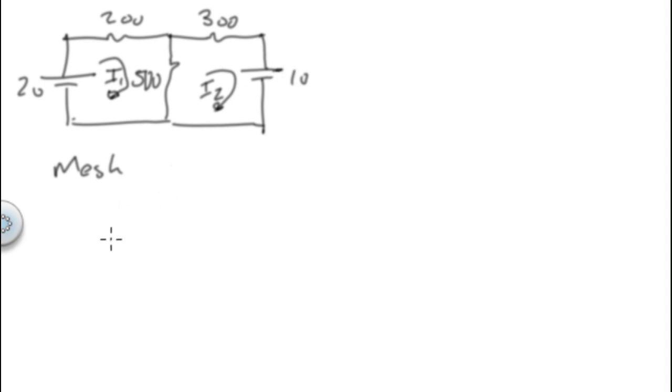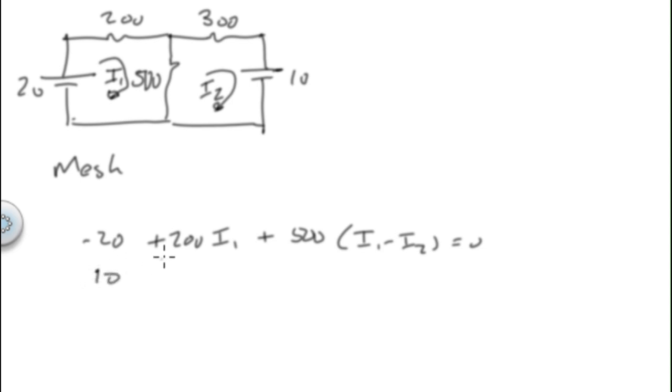So I have my I1 loop, so I say minus 20 plus 200 I1 plus 500 parenthesis I1 minus I2 equals 0. That's Kirchhoff's voltage law for the first loop. The second loop, I have 10, because I'm coming in from the top, plus 500 (I2 minus I1) plus 300 I2 equals 0.